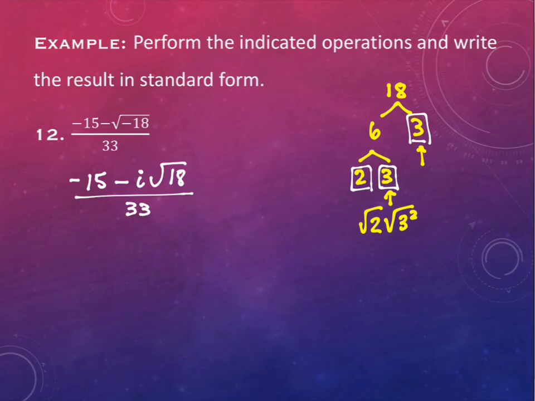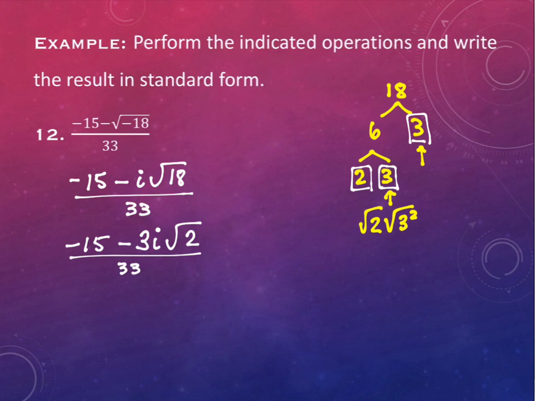So back over here, I have negative 15. I have minus. I'm going to put my 3 in front of my i, and then I have a 2 still underneath the radical. Is everybody good so far?